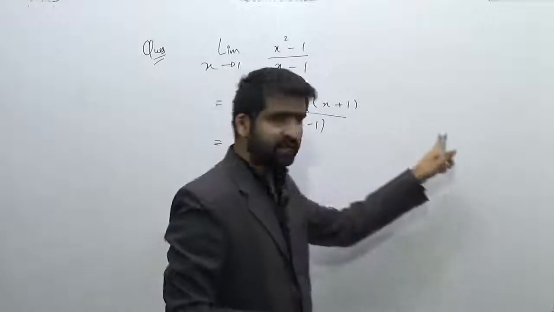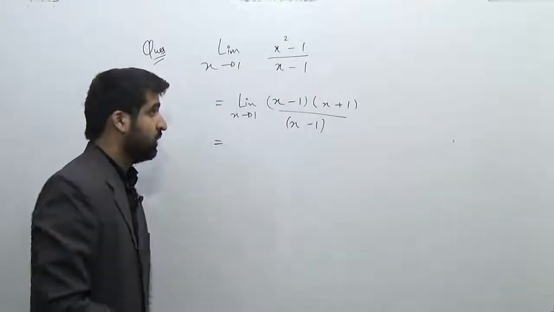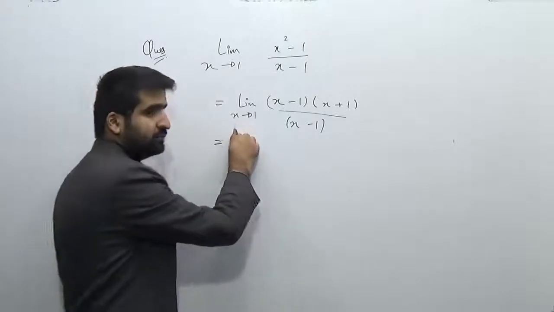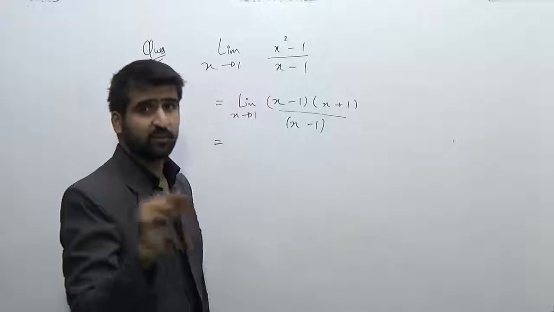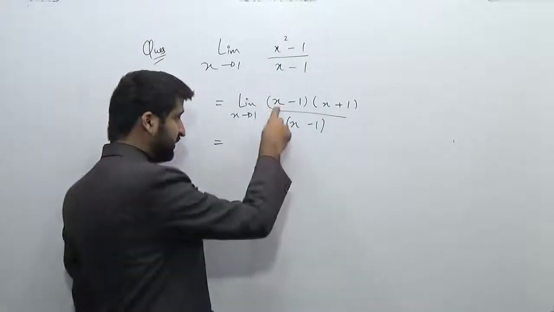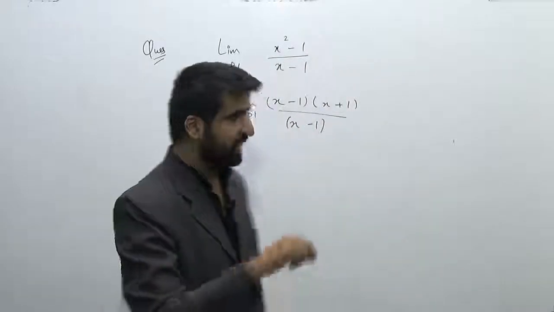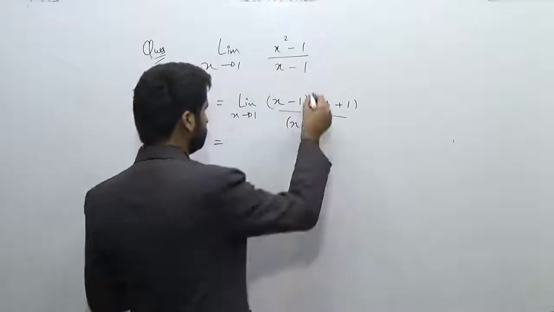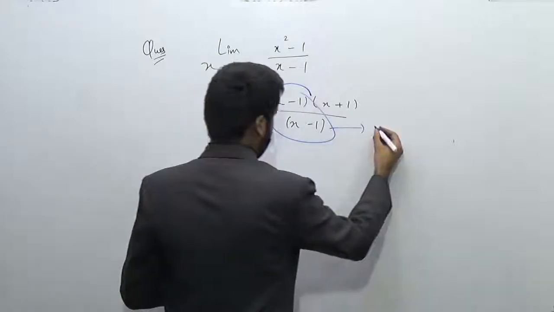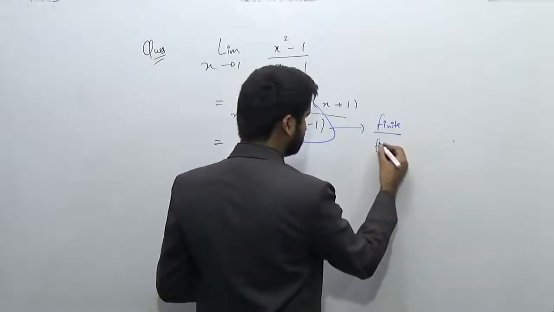So the value of the function in that case will be not defined. But since I have to calculate the limit, now x is approaching 1. x is not 1. x is approaching 1. So the value of x will be slightly greater or slightly lesser than 1. So if I subtract 1 from here, this will still give you a finite number. So this will be of a finite upon finite form.